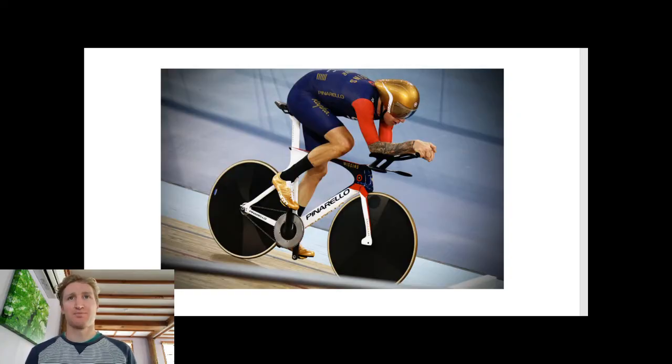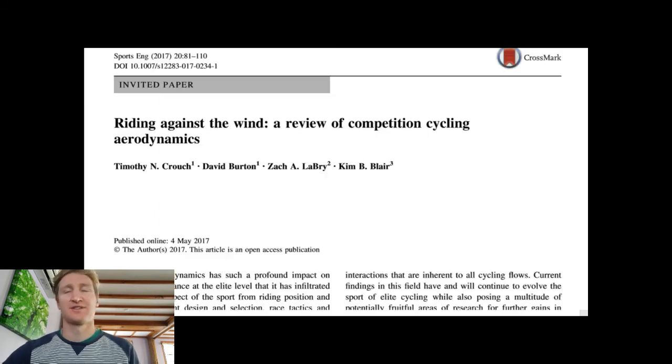Today we're talking about every cyclist's favourite topic, and that's aerodynamics. This is especially important for individual triathletes or people who love to time trial. So, the paper I'm going to reference today is one of the best overviews of aerodynamics in cycling, and that is Riding Against the Wind, a review of competition cycling aerodynamics by Timothy Crouch.